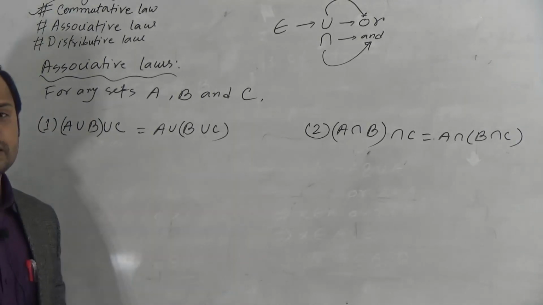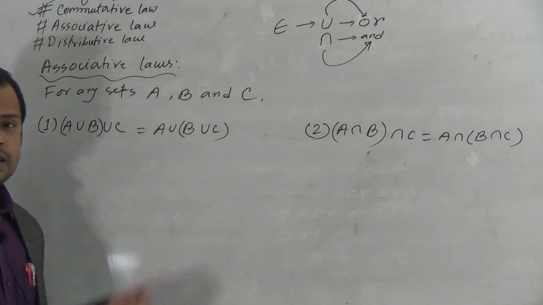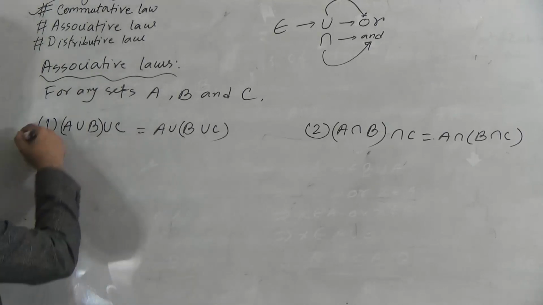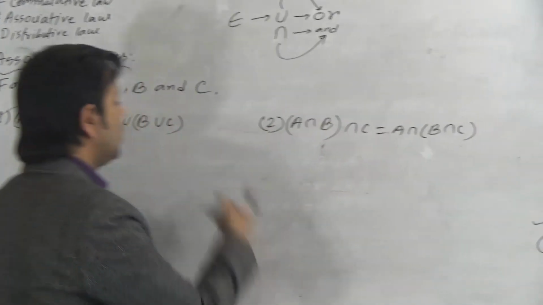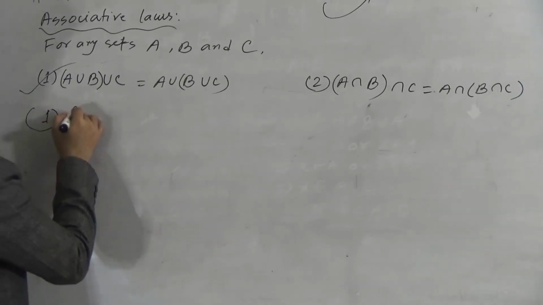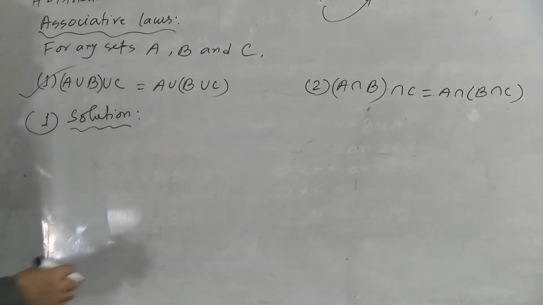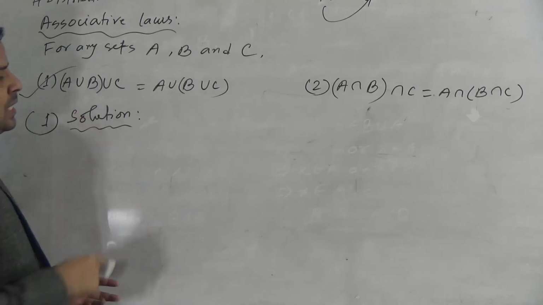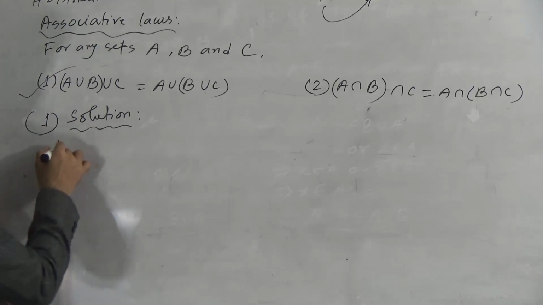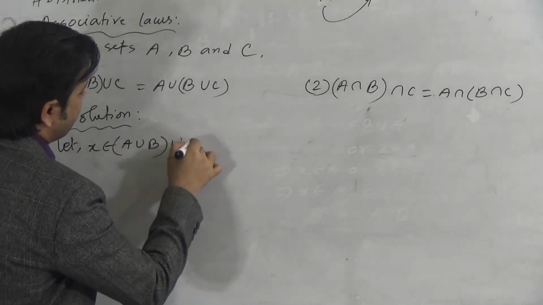According to the previous system, we will solve this associative law. I will solve the first one and the second one is given for your homework. So, I will solve one here. Solution. So at first consider any element in (A union B) union C. Let X be contained in (A union B) union C.